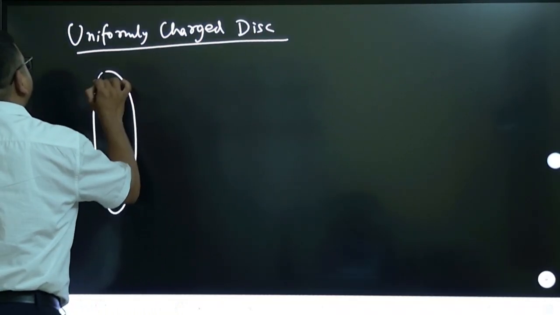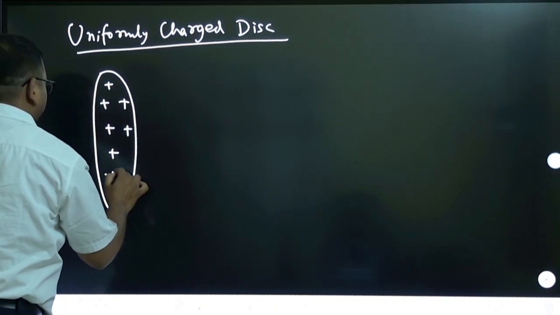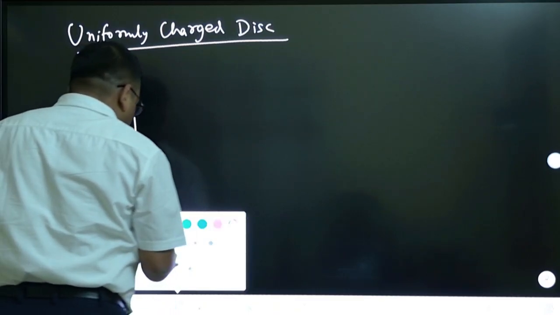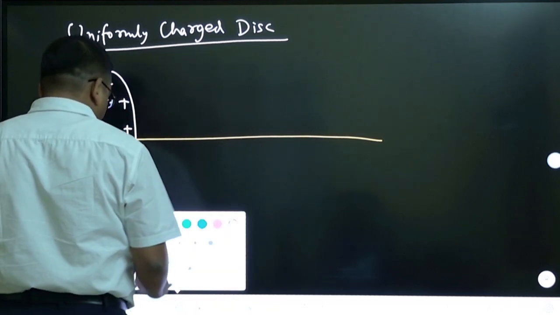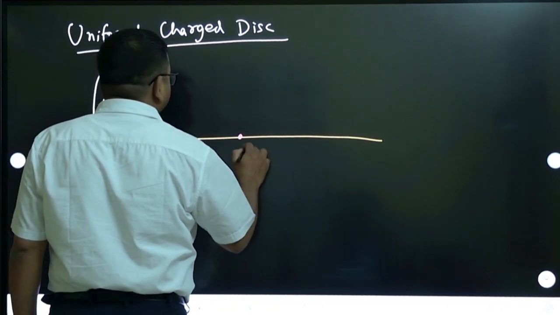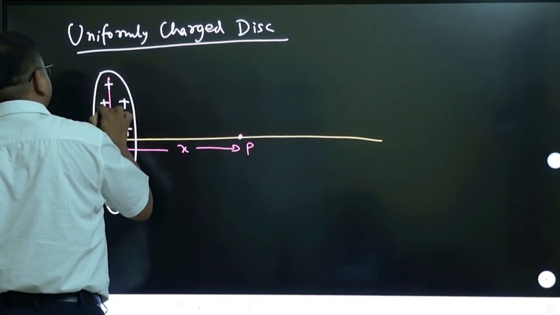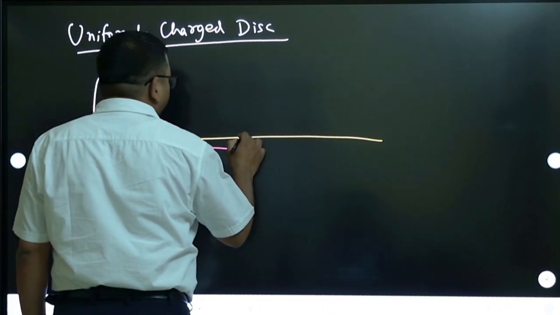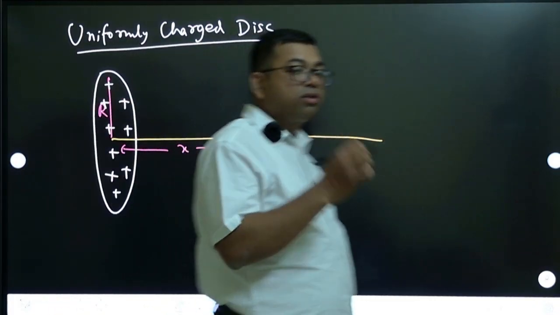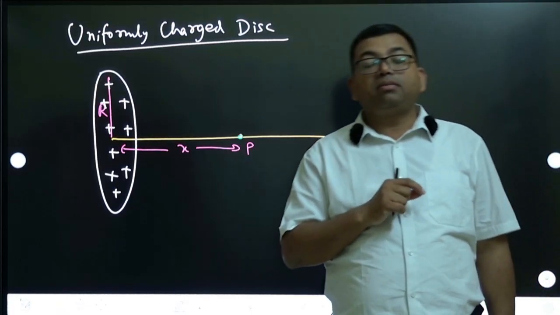So if this is a uniformly charged disk, a disk is a two-dimensional body, and this is the axis of the disk. Anywhere, let us take any point again at a distance of x, radius is r. Okay, so you want to find out the field here. To find out the field here, this whole disk can be divided into small elements.